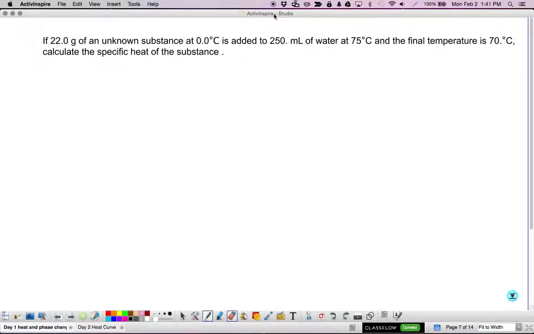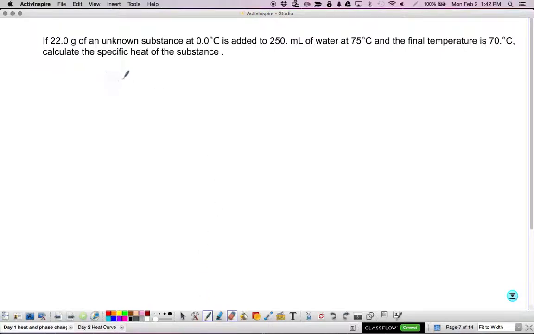So here's an example of a problem where there is heat exchange between two objects, right? 22 grams of an unknown substance at 0 degrees Celsius is added to 250 milliliters of water at 75 degrees Celsius, and the final temperature of both is 70 degrees Celsius, okay? Now, notice when you put the substance in the water, they have to come to the same final temperature, so it's going to be 70 degrees Celsius. Calculate the specific heat of the substance.